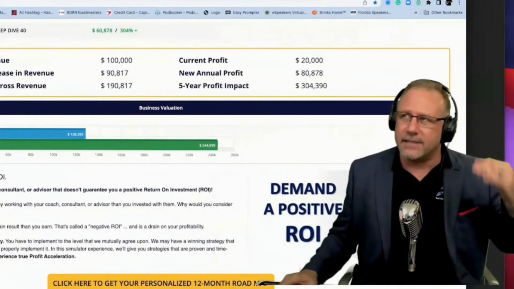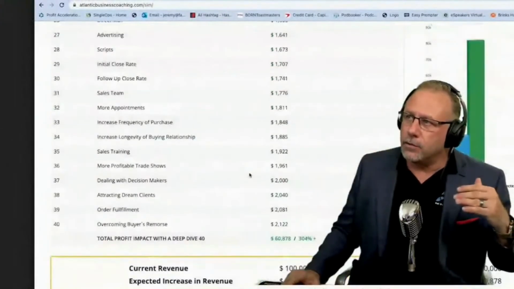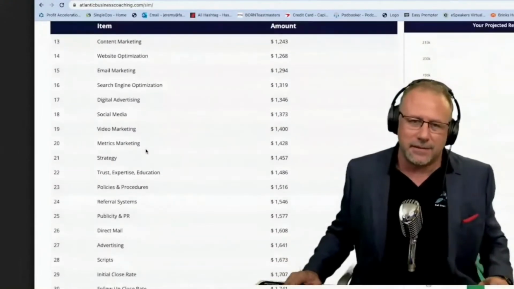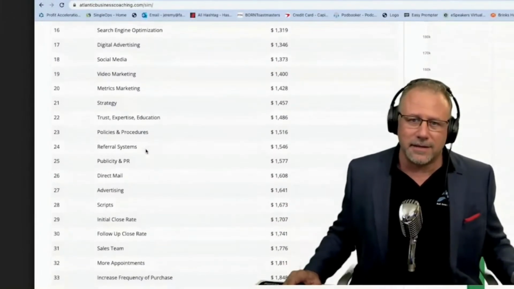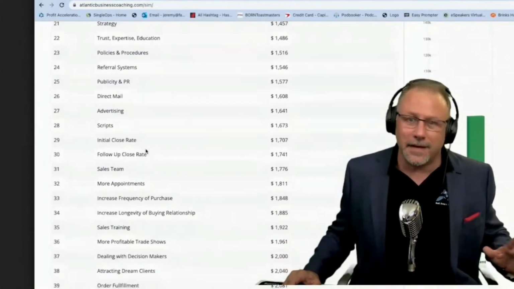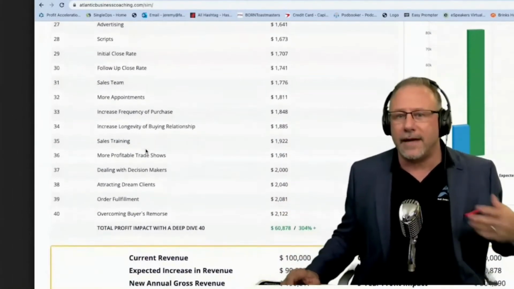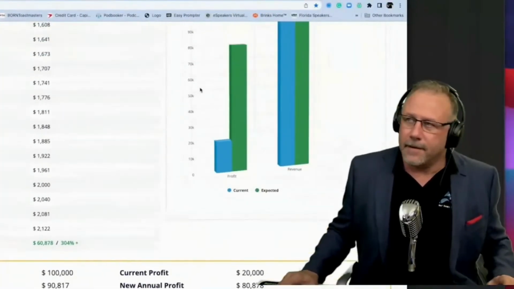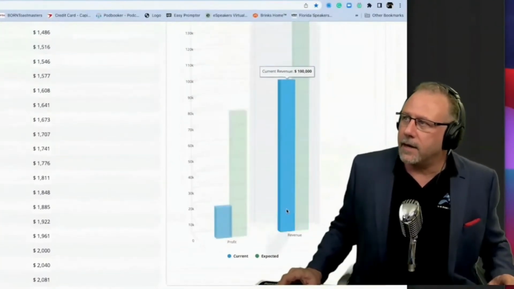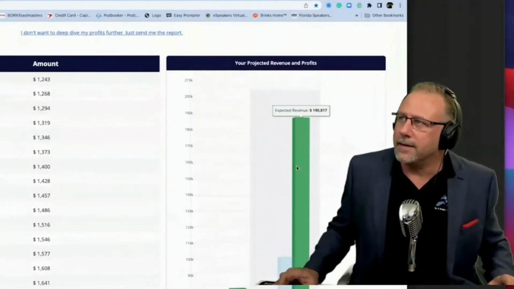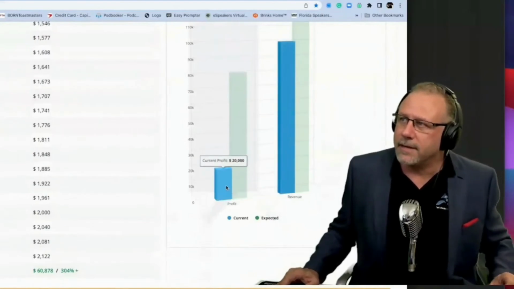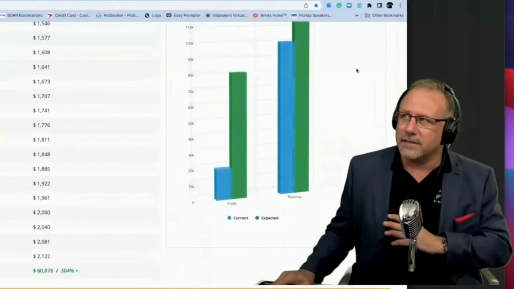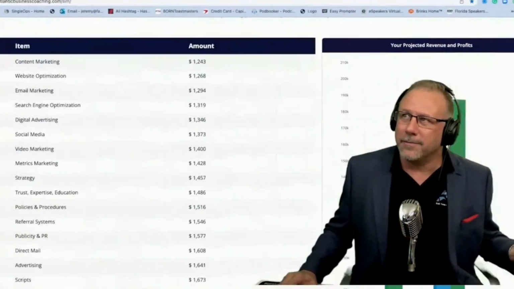This is very simple math using elements that you probably haven't thought of implementing in your business ever, a lot of these things. Or if you thought of them, you haven't gone out and learned about them, or if you have, you haven't paid attention to them. You haven't optimized them. This is what it's about. You had $100,000. Now you're at $190,000. You had 20,000 profit. Now you've got 80,000 profit. This is what we do for businesses. And is it easy? No, but it's very simple.